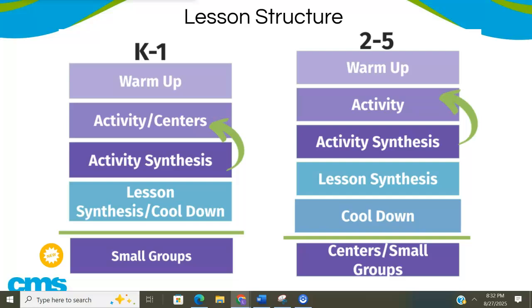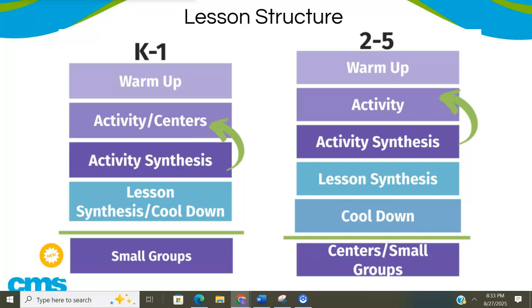Illustrative Mathematics is a free open-up resource that we have aligned to the North Carolina Standard Course of Study, hence the name IMCMS. The structure of each lesson follows the same flow kindergarten through 5th grade, beginning with a warm-up, followed by activities which include a synthesis, and the lesson closes with a lesson synthesis and cool down. This part of the lesson flow is considered core instruction and should be completed within 60 minutes.